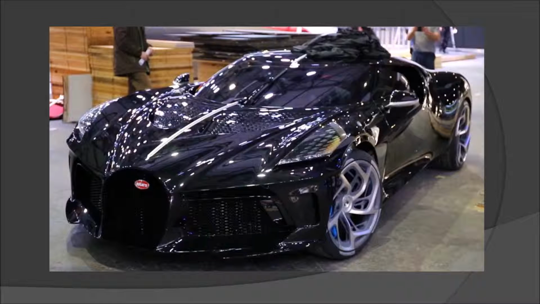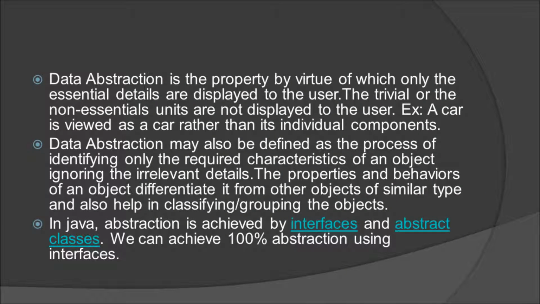Consider a real-life example of a man driving a car. The man only knows that pressing the accelerator will increase the speed of the car or applying brakes will stop the car, but he does not know how on pressing the accelerator the speed is actually increasing. He does not know about the inner mechanism of the car or the implementation of accelerator and brakes in the car. This is what abstraction is. In Java, abstraction is achieved by interfaces and abstract classes. We can achieve 100% abstraction using interfaces.